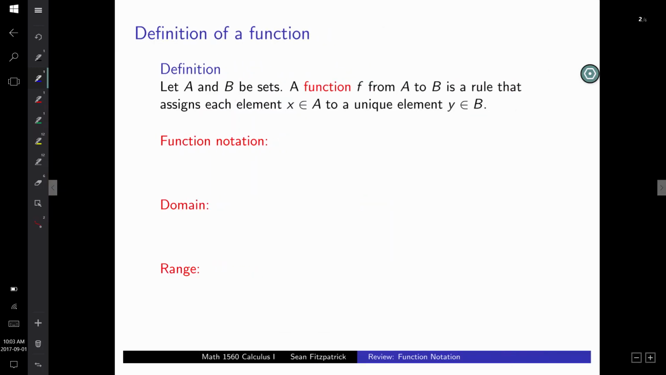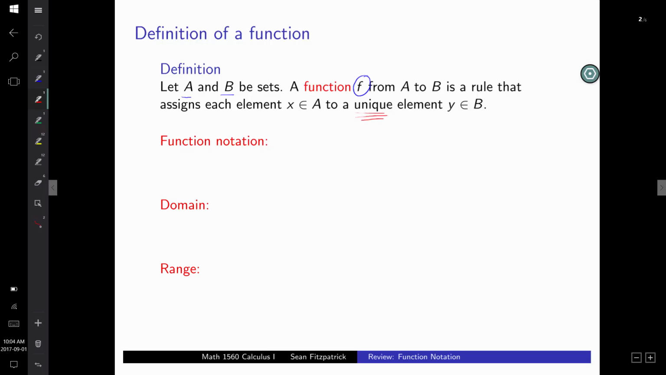So how do we define a function? Well, a function starts with two sets, right? So there's a set A, there's a set B, and we often use some letter to define our function. In this case, I'm using f. Okay, so f is my function. So a function from one set to another, a function from A to B, is some sort of rule or a process that allows you to assign every element of your set A to a unique element in the other set B. Okay, and the uniqueness here is key.